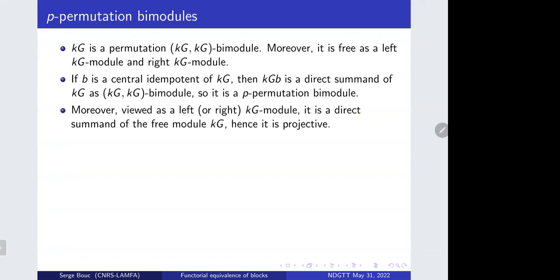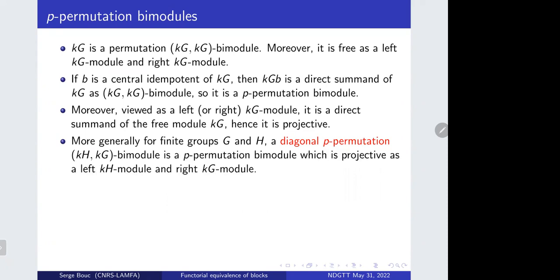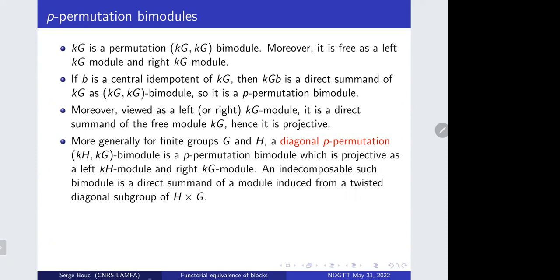This motivates the following definition. For finite groups G and H, a diagonal p-permutation KH-KG bimodule is a p-permutation bimodule which is projective as a left KH module and as a right KG module. You may wonder about this terminology, diagonal. It comes from the fact that an indecomposable such module is actually a direct summand of a module induced from a twisted diagonal subgroup of G.